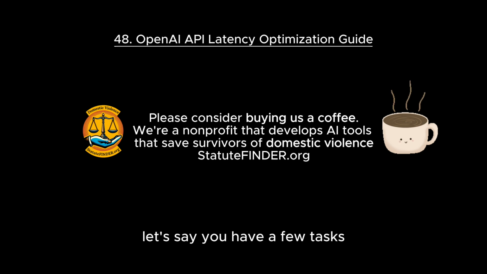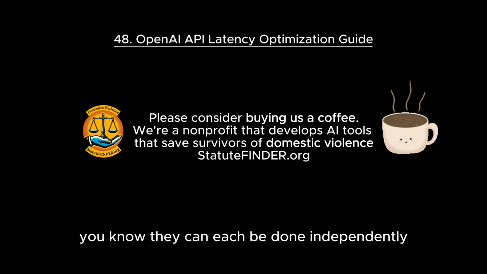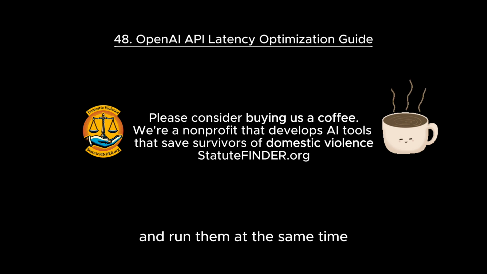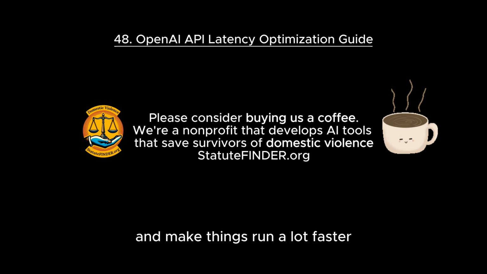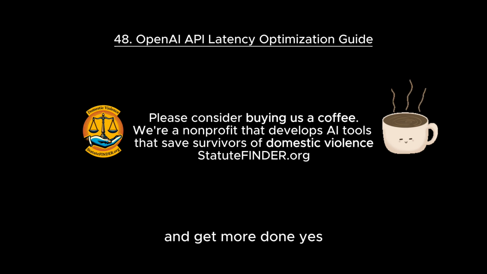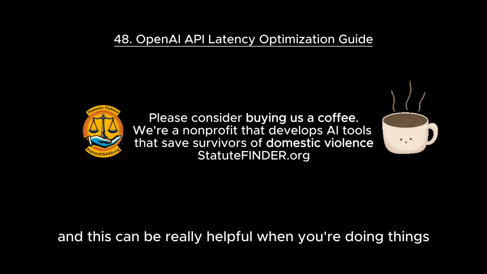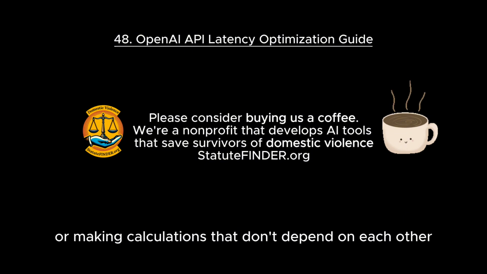Well, let's say you have a few tasks that don't really depend on each other. They can each be done independently. You can split those tasks up and run them at the same time using Python's asynchronous features. That way, you can really use the power of your computer's processor and make things run a lot faster. So we're not waiting for one thing to finish before starting the next. We could have multiple things happening at the same time and get more done. Yes, exactly. And this can be really helpful when you're doing things like grabbing data from different places or making calculations that don't depend on each other.